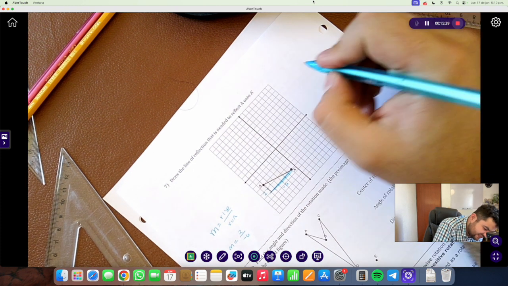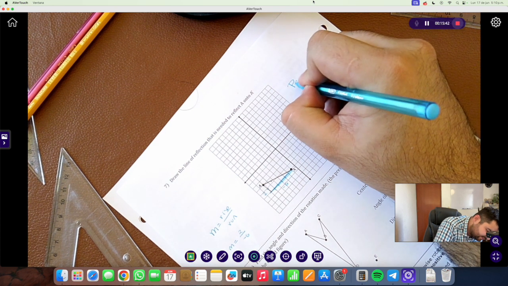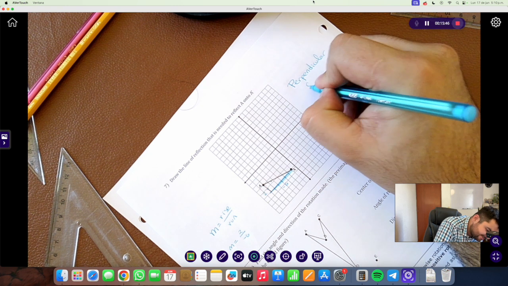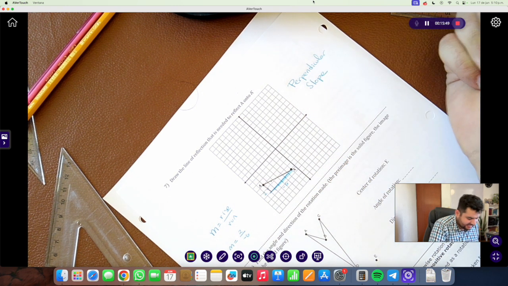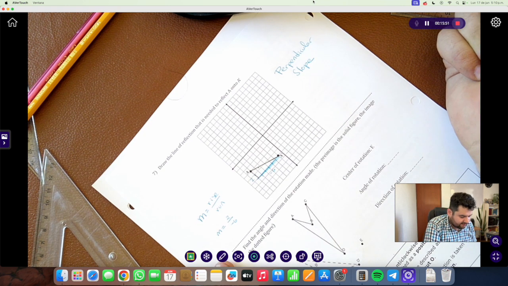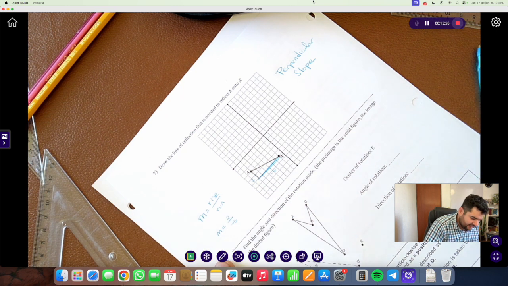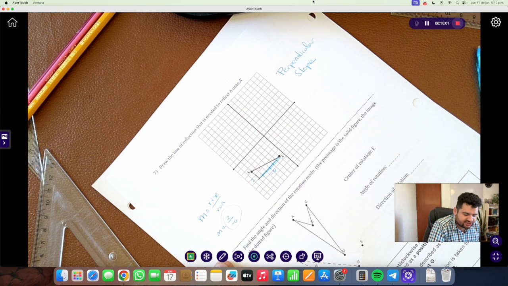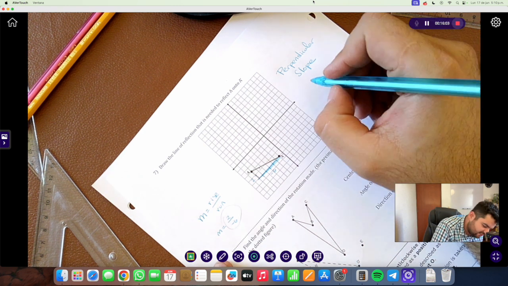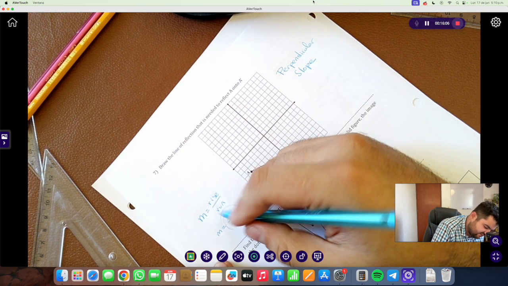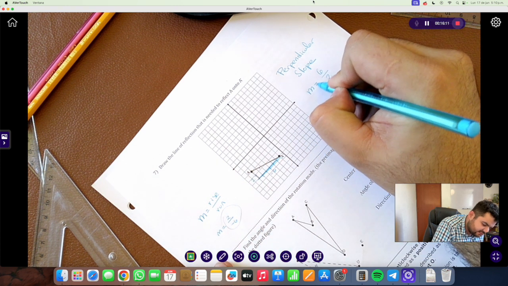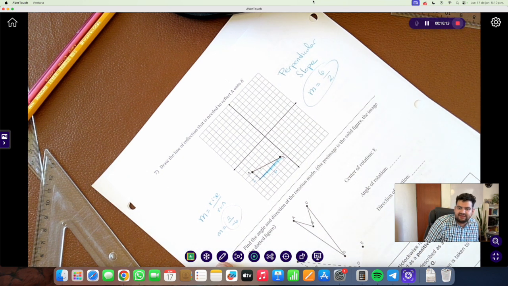Now remember that the perpendicular slope is the inverse, the multiplicative inverse reciprocal. So this one, you flip it and you change the sign. It is the inverse reciprocal. So if I have 2 over negative 6, now it's going to be 6 over 2. This is my perpendicular slope, the inverse reciprocal.